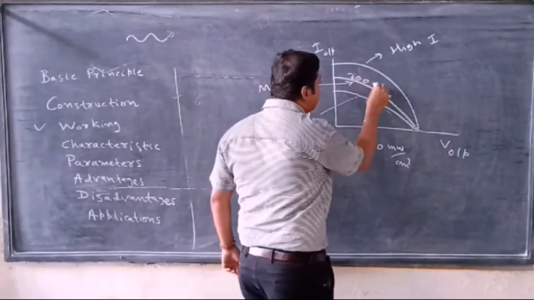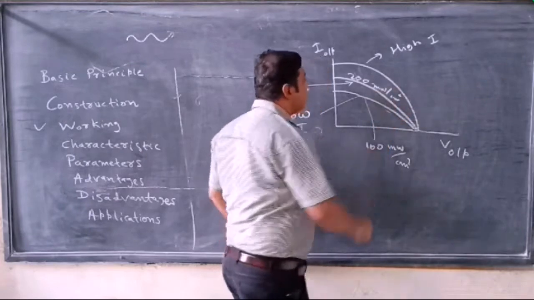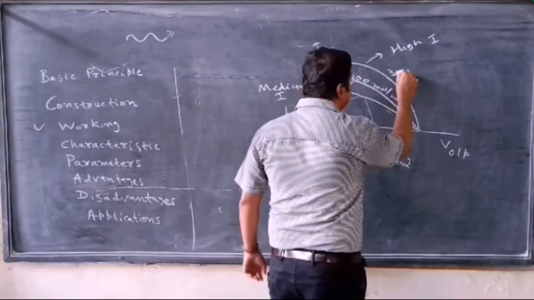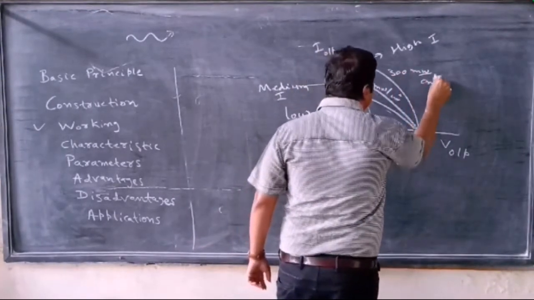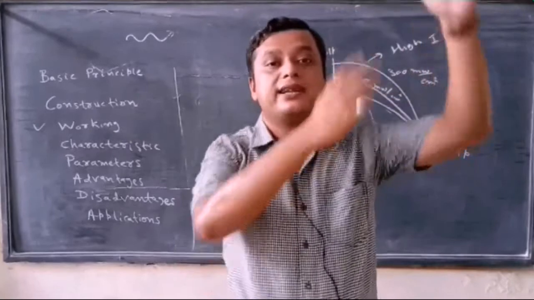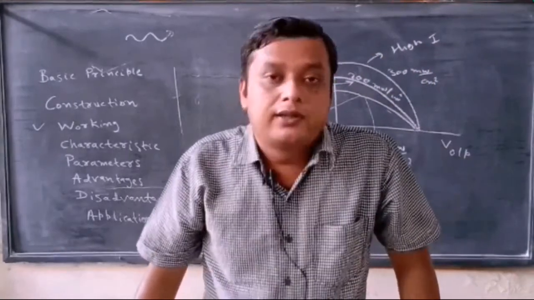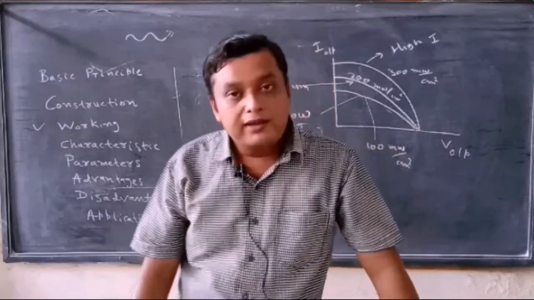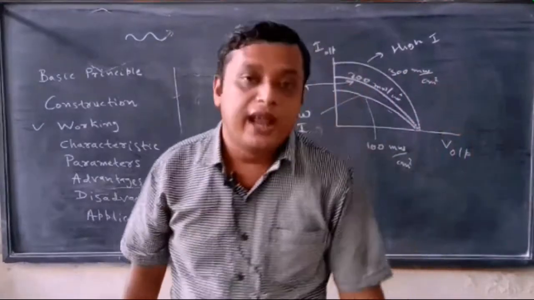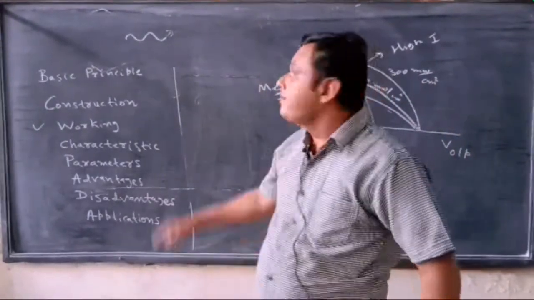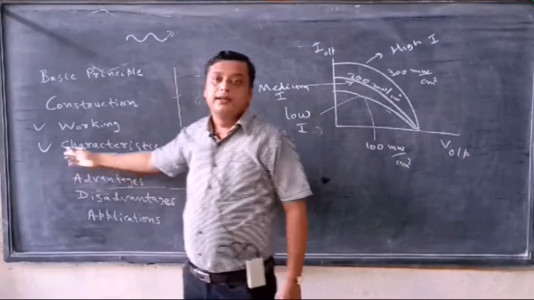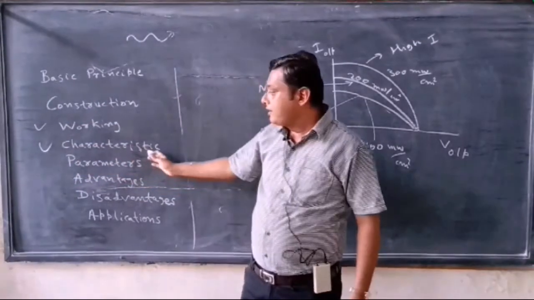This is for 200 milliwatt per centimeter square. Then the upper IV characteristic is for 300 milliwatt per centimeter square. So if I move from low intensity to high intensity, the output current generated through the solar cell increases. So this is the current voltage, that is, output current versus output voltage characteristics of the solar cell. This description should be written under the heading of characteristics.